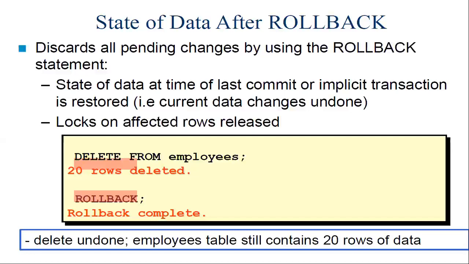Now when you execute delete from employee, 20 rows are deleted, and immediately after that, when you execute the command rollback, you get rollback complete. Now what will happen? Whatever data has been deleted from the table will be retained. You'll be getting it back again. So now the delete is undone, and after executing the rollback, the employee table will contain all 20 rows of data.